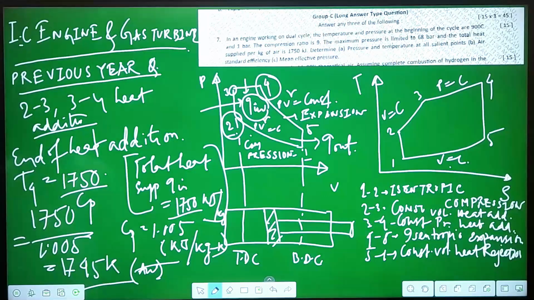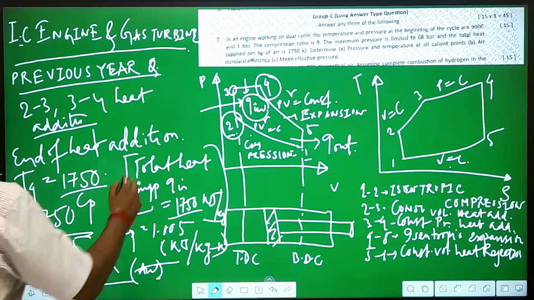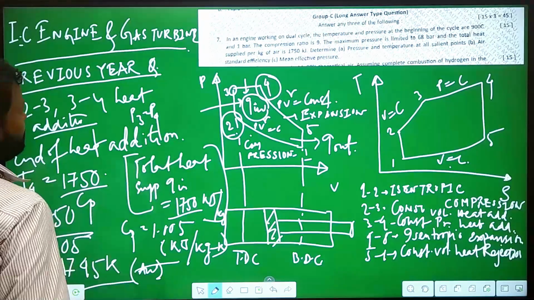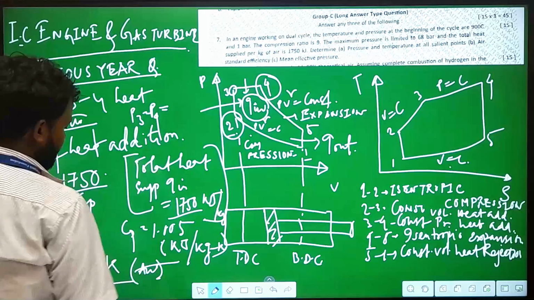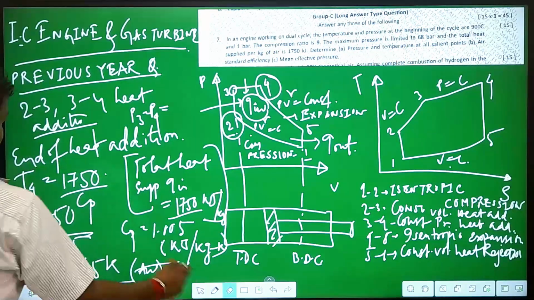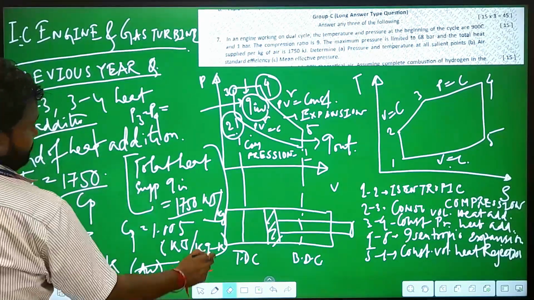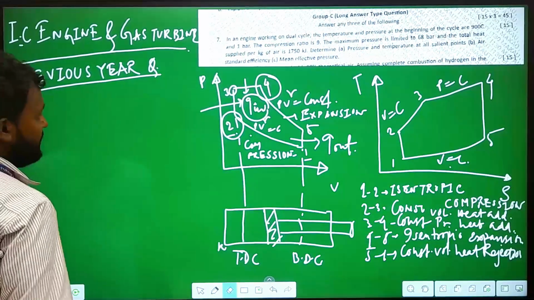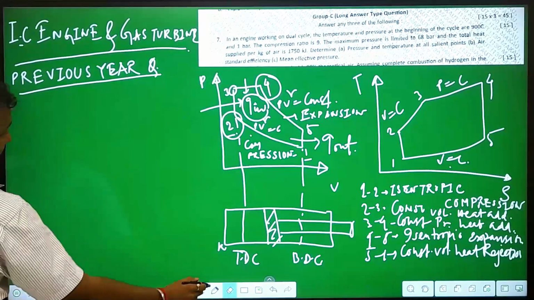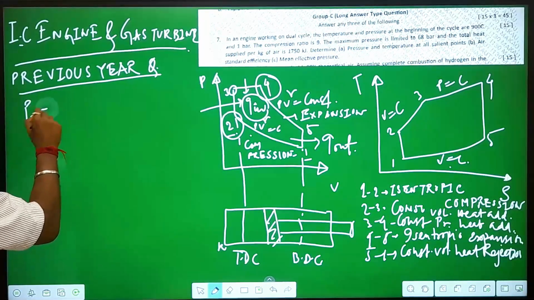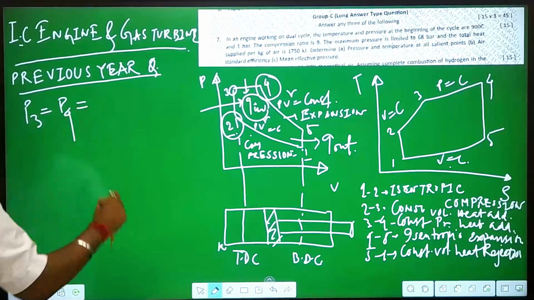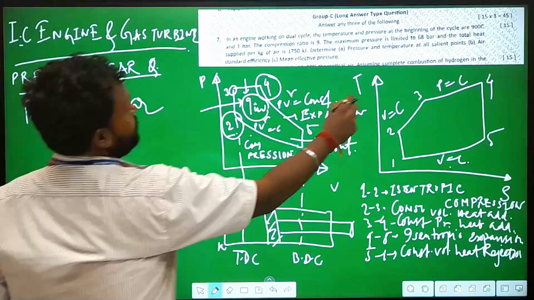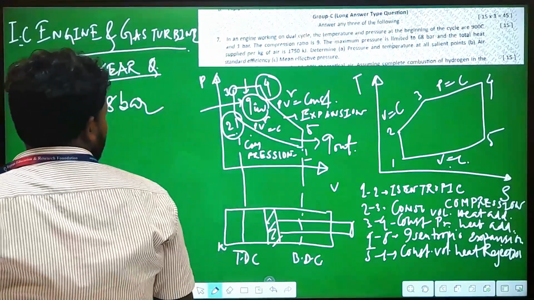So, at that point the temperature T4 is that, and the pressure P3 is equal to P4 because it is a constant pressure heat addition process. 3 and 4 is a constant pressure heat addition process. So, P3 is equal to P4 is equal to 68 bar. It is also given in the given data.